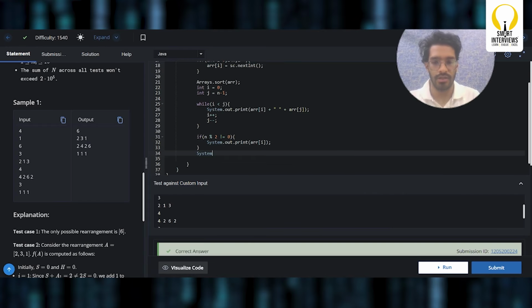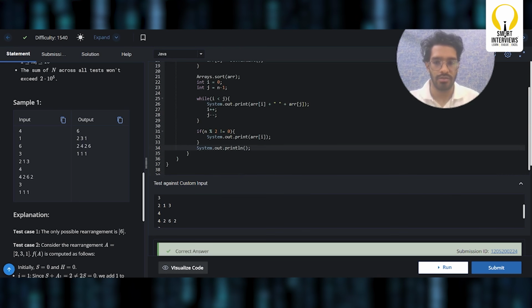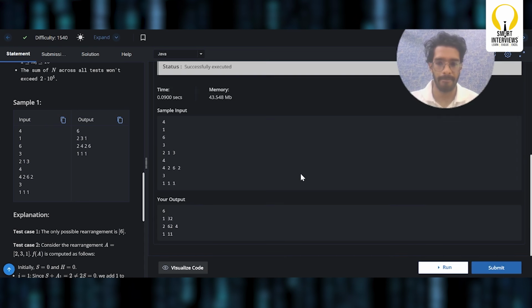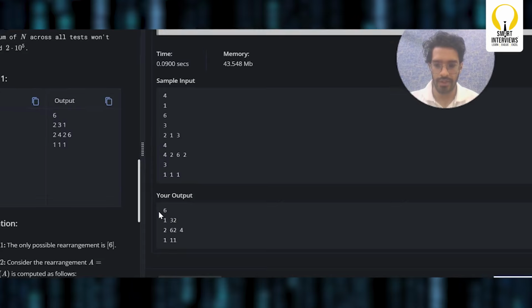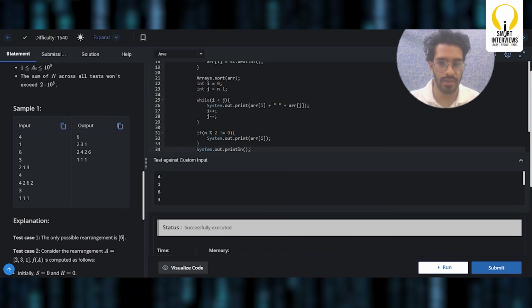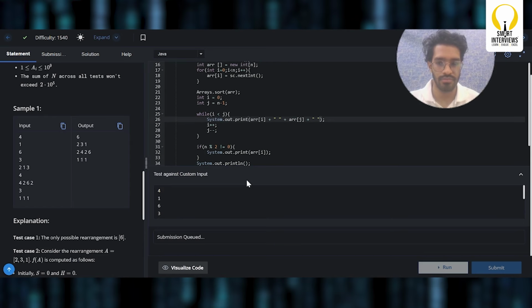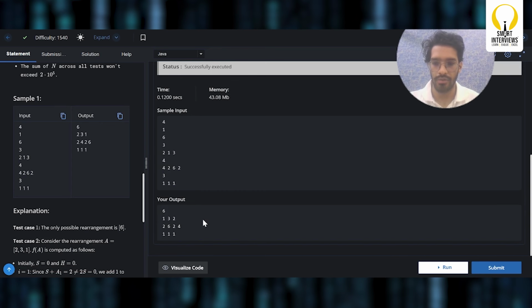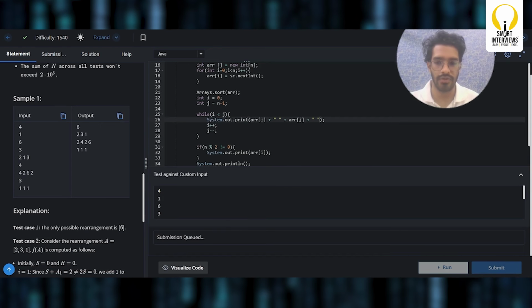Once this is done, it is better to write println here, because there will be multiple test cases. So if everything is right, let's try running the code. Okay, it is giving us the output. It is giving us 132. The 3 and 2 are getting mixed up, in a sense after 3 you are not getting extra space. Basically you need to add an extra space here. Alright, okay, we are getting the output here. Let's try to submit it and see if it works.